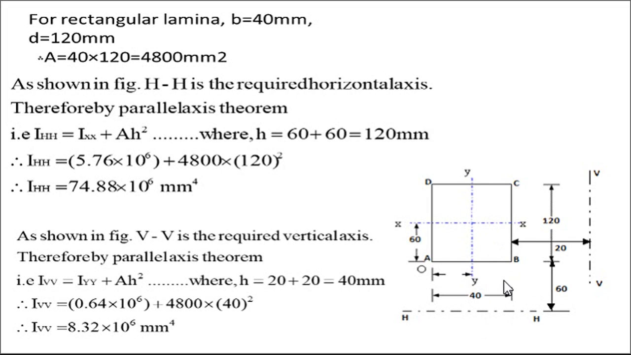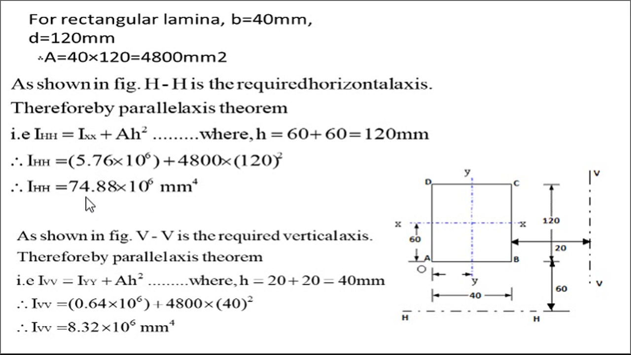So that distance we have to find. First is the 60 mm up to the bottom, and at the center, if you go, we get 120 divided by 2, again 60. So 60 plus 60 is equal to 120. So from the centroidal axis the distance of this HH is 120 mm. Put these values in the formula of the parallel axis theorem. IXX we already found earlier, 5.76 into 10 raised to 6. Area we know, and H we found out, the distance from the center of the lamina, 120 square. After calculation we get the value 74.88 into 10 raised to 6 mm raised to 4. The unit is mm raised to 4 for the moment of inertia.